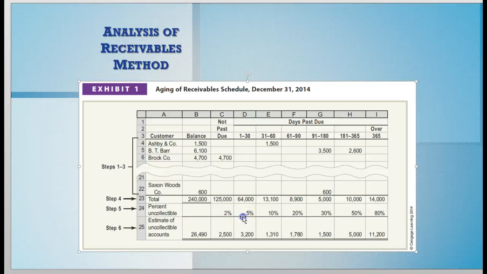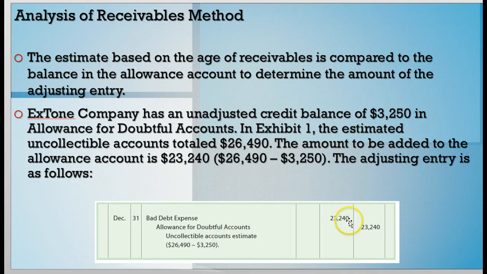1 to 30 days late, 5%. You'll notice these numbers go up as the times go, or the amount overdue goes out. So if you get clear up to 365 days overdue, you're pretty well saying 80% of those are probably going to be uncollectible. Probably is closer to 100%, but we'll go with the 80. So then you multiply these out, and as you can see, you'll have a total in each one, and you come up with a total of $26,490 that should be in your allowance account. So you'll do a bad debts.